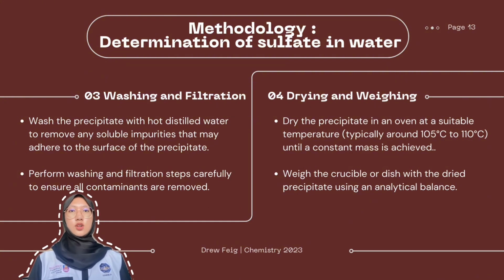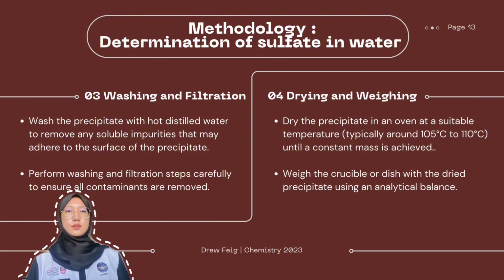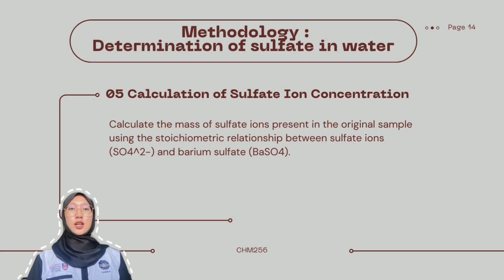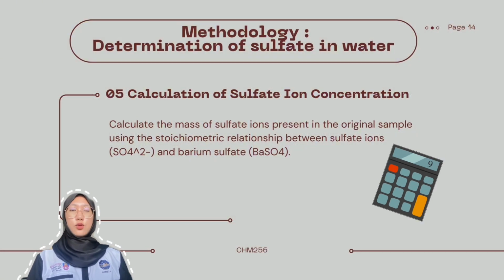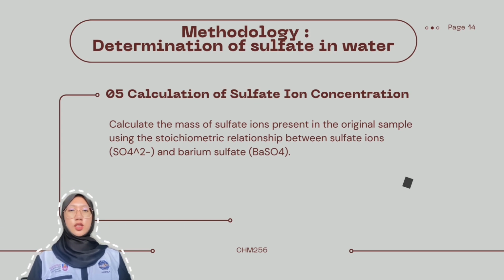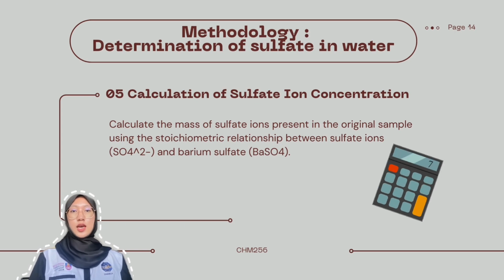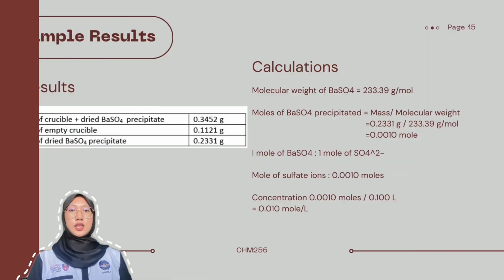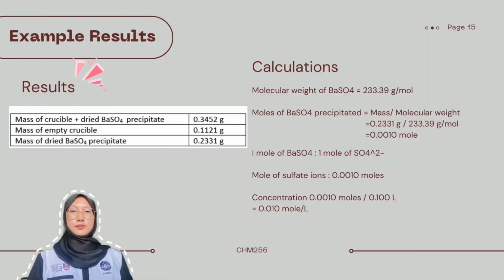The fourth one is drying and weighing. We have to dry the precipitate in an oven at a suitable temperature, typically around 105 to 110 Celsius, until a constant mass is achieved. Weigh the crucible or dish with the dried precipitate using an analytical balance. The last one is calculation of sulfate ion concentration. We have to calculate the mass of sulfate ions present in the original sample using the stoichiometric relationship between sulfate ions and barium sulfate. Here's the result that we obtained.